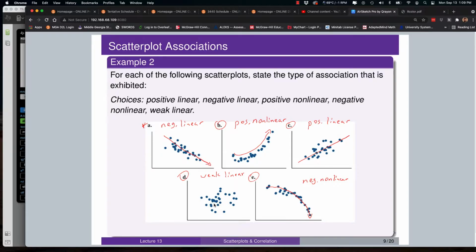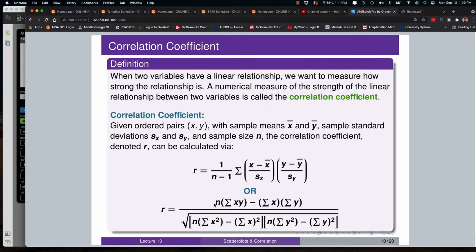We're going to come up with a nice measurable to determine when things are truly weak linear versus positive and negative linear, or how strong the relationship is. Matter of fact, we're going to talk about that right now. The correlation coefficient is exactly that. When two variables have a linear relationship, we would like a measure of how strong that relationship is. A numerical measure of the strength of the linear relationship between two variables of interest is known as the correlation coefficient.